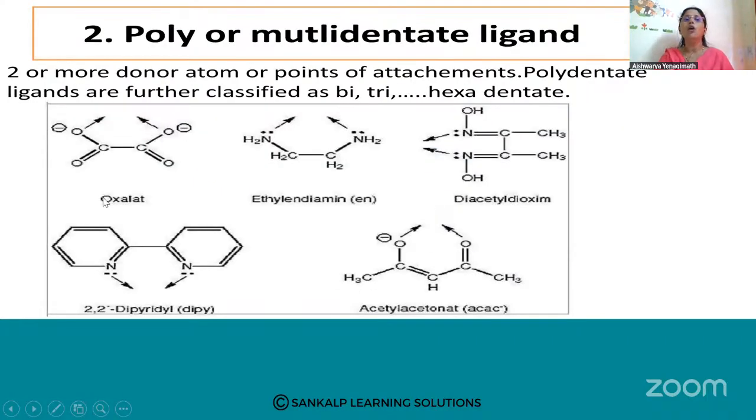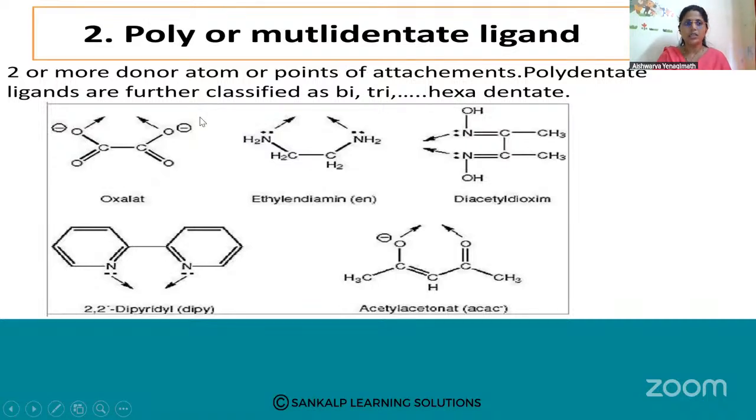Okay, then polydentate or multidentate ligands. You can see the structures clearly here. Polydentate ligands have more than one, two or more donor atoms or points of attachment, and they are further classified as bidentate, tridentate, tetradentate, hexadentate. So here we have examples.